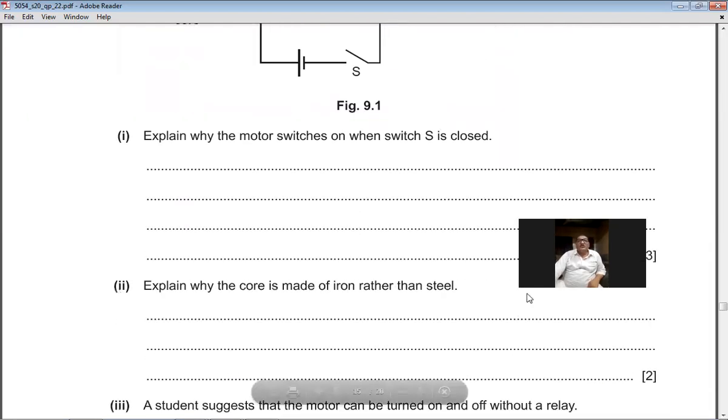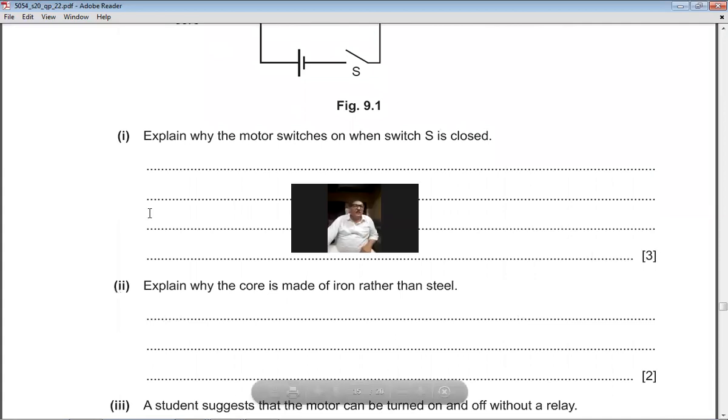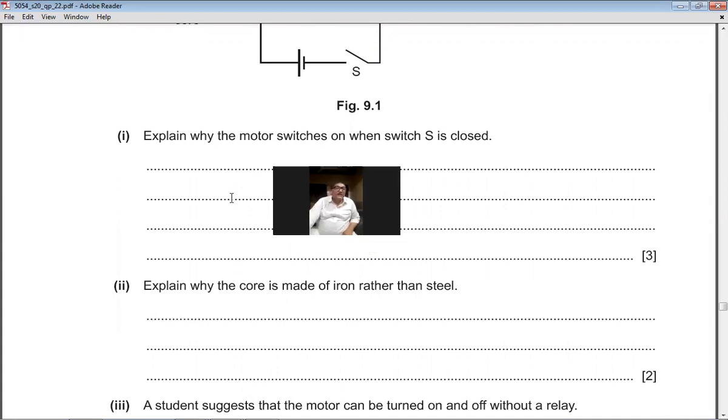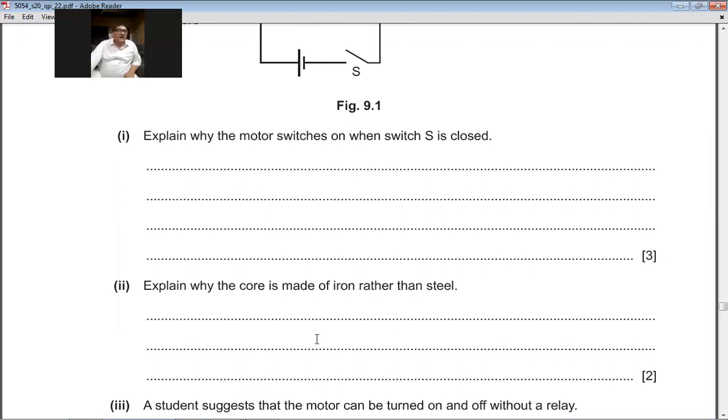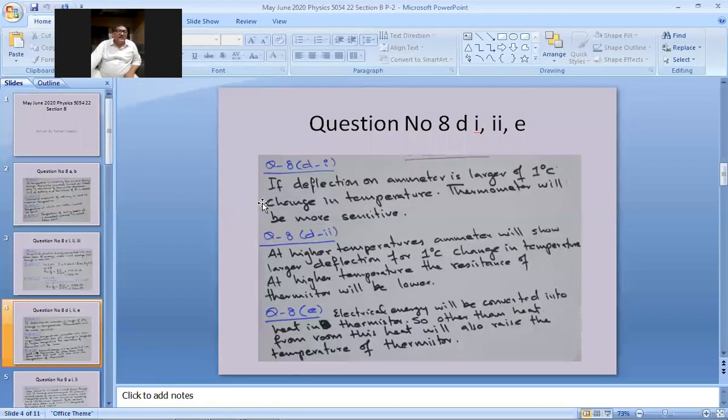So the first question here is, explain why the motor switches on when the switch S is closed. I have already described this. Let me go to my answer. I have written this answer. Let me show you my answer, and then we will see.